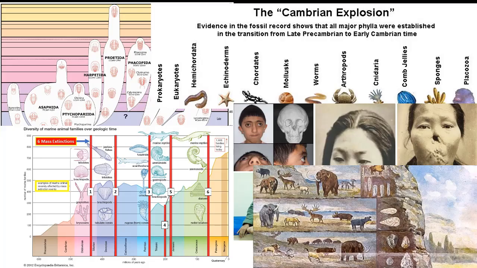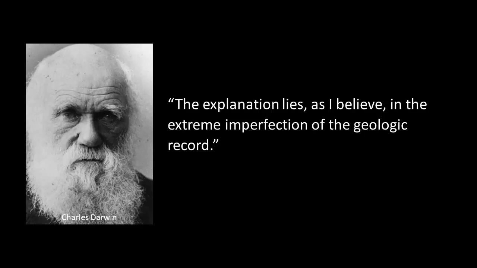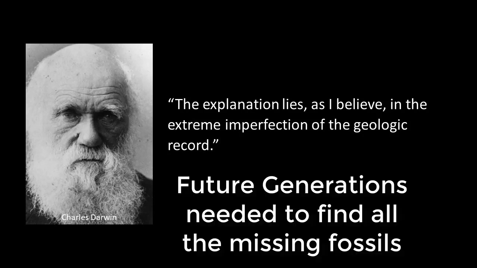Of course, all the evidence seemed to point against Darwin's theory, but he had proposed a solution for the dilemma. He called the fossil record, as it had been discovered in the 19th century, imperfect, stating, "The explanation lies, as I believe, in the extreme imperfection of the geologic record." He went on to state that it would be up to future generations to make the discoveries that would ultimately vindicate his theory.